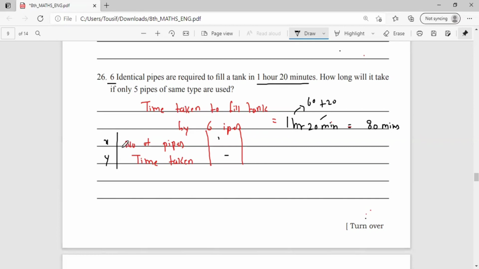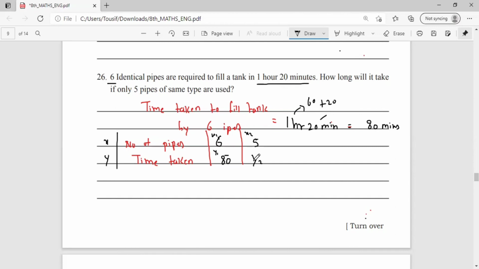So here the table has already been made. In the first row we're going to write the number of pipes, and in the second the time taken. Number of pipes, how many? 6. Time taken was how much? 80 minutes. For the next one, the number of pipes, we don't know the value, so we write x. So the number of pipes is our x value: 6 is our x1 and 5 is our x2. Time taken is our y value: y1 is 80 and y2 we don't know, so we write y2.